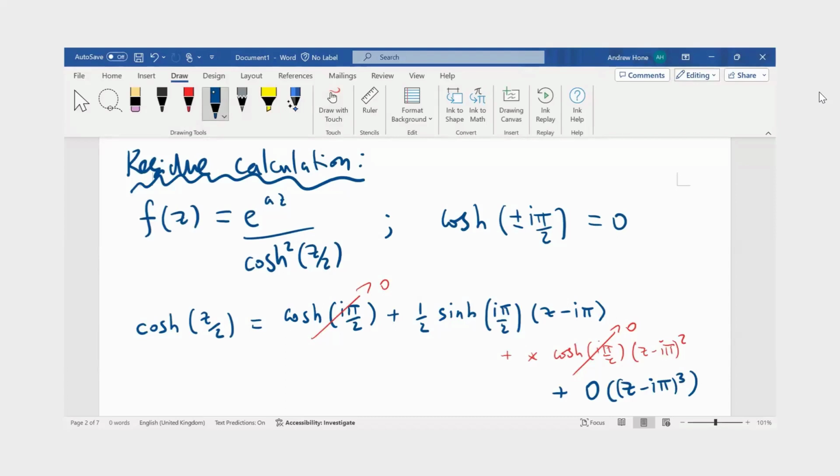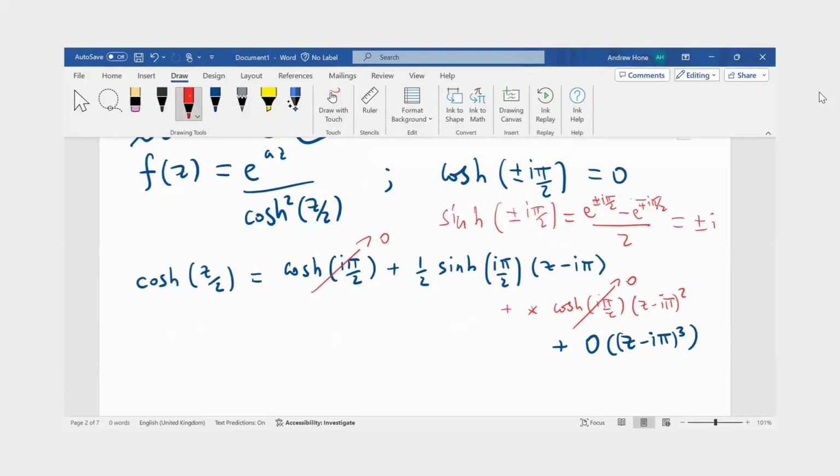And then let's try and get this straight. So the sinh of i pi on 2, so that's working out those terms. So now the Taylor series of hyperbolic cosh z over 2 around the point z equals i pi is equal to i over 2 times (z minus i pi) plus something of order (z minus i pi) cubed. Okay.